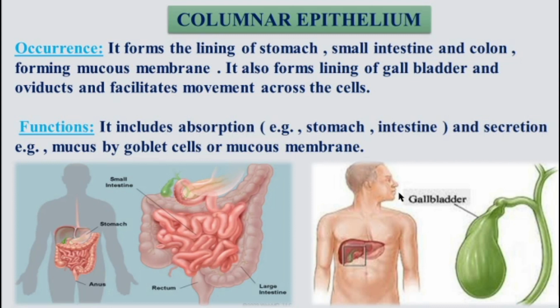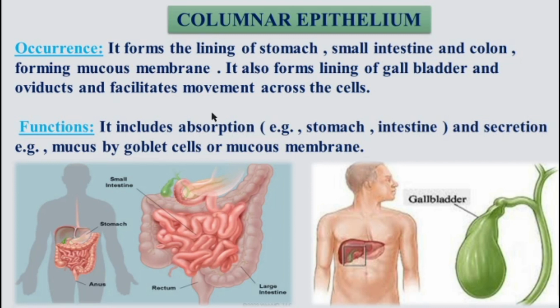Oviducts are present in the female reproductive parts, and they also show movement across the cells. Here we can see the gallbladder near the liver and the pancreas. This gallbladder and the oviducts are also made up of columnar epithelium.